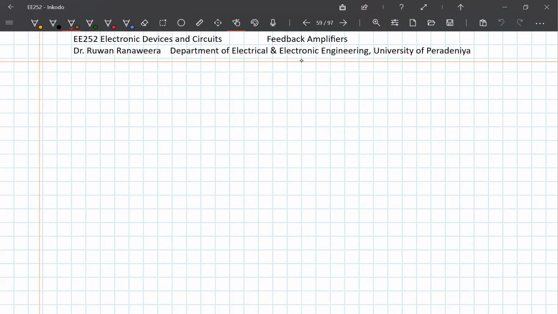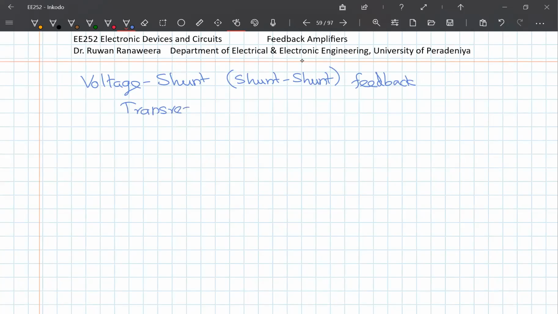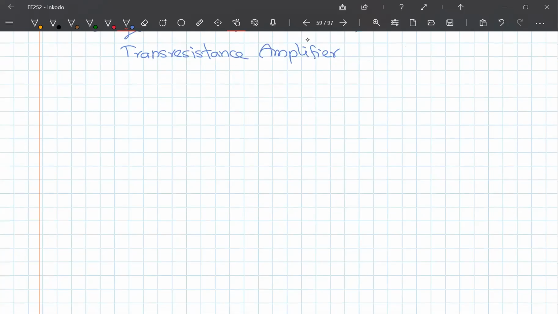We'll try this. Okay, the last one that we are going to look at is the shunt or voltage shunt feedback. We use this for transresistance amplifiers. So let me give you an example circuit.